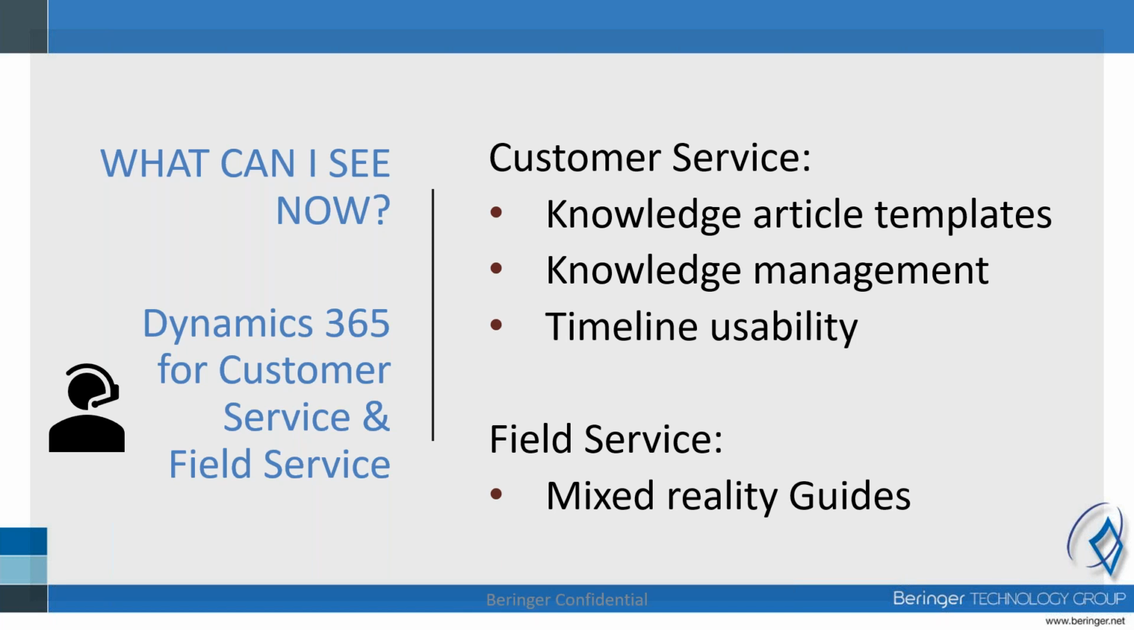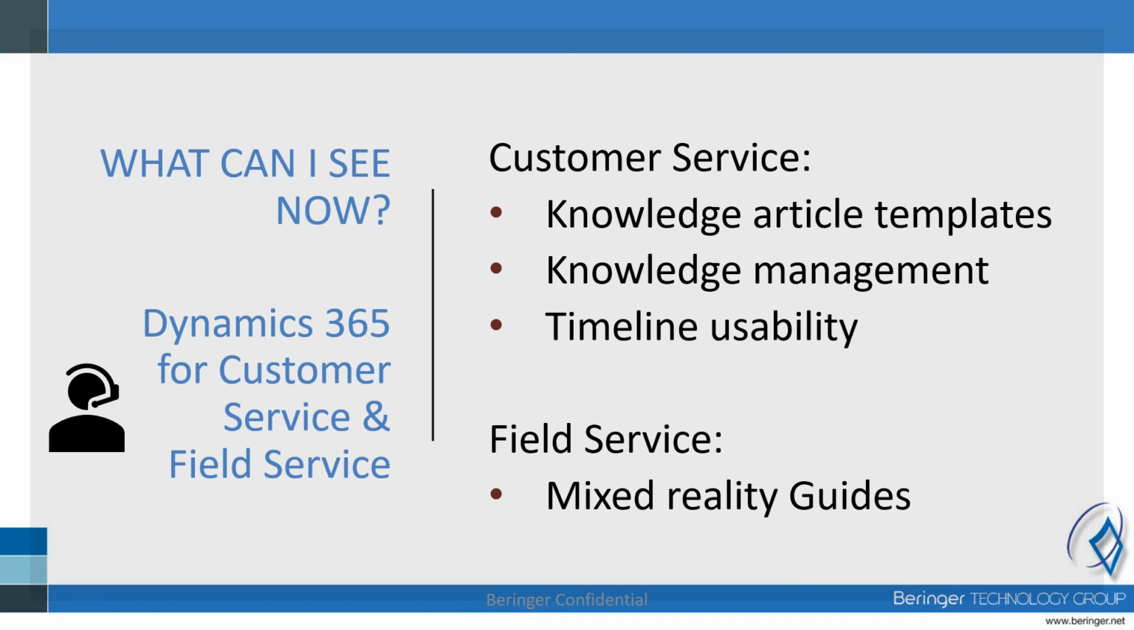Knowledge management. The search and filtering capabilities on knowledge articles has been greatly enhanced. So users can now filter by attributes other than just status and language. This is going to increase the speed of searches for your internal users, as well as your external portal users if you have a customer self-service portal where your customers go on and look up knowledge articles.